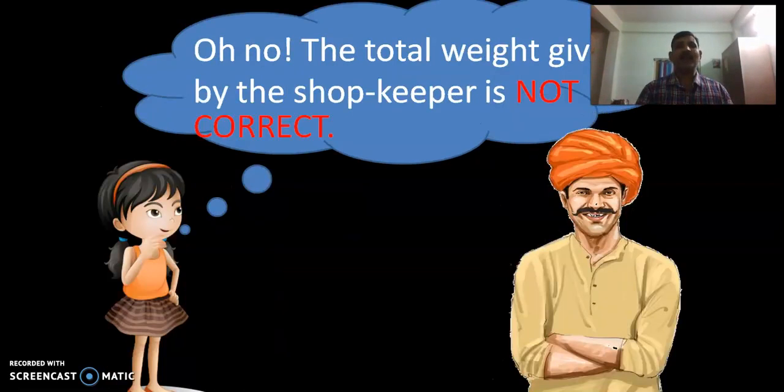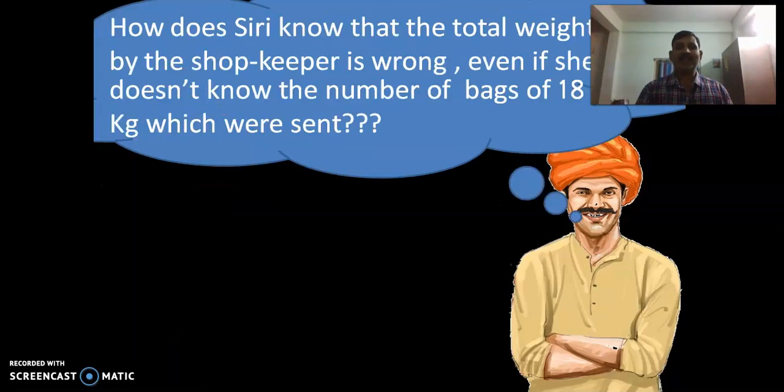Meanwhile, his daughter said, oh no, the total weight given by the shopkeeper is not correct. By listening to this, the farmer was surprised. How does she know that the total weight told by the shopkeeper is wrong, even if she doesn't know the number of bags of 18 kg and 84 kg which were sent? This is quite interesting. Now, let us try to understand how we can explain this.